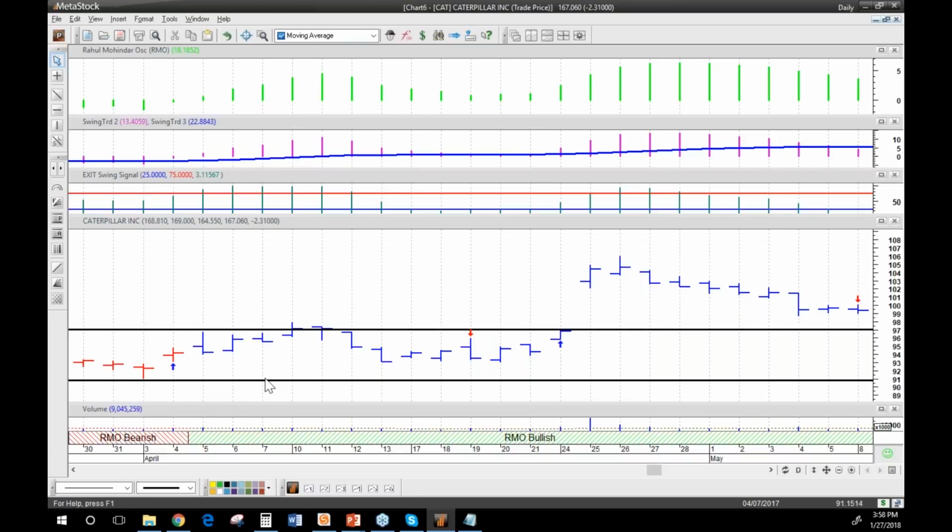If I get into this position because it crosses up above this resistance area, I'm going to immediately put in a stop loss. That's going to be right here at 90 bucks. So 90.79 will be my stop loss. My entry signal will be 97.68.